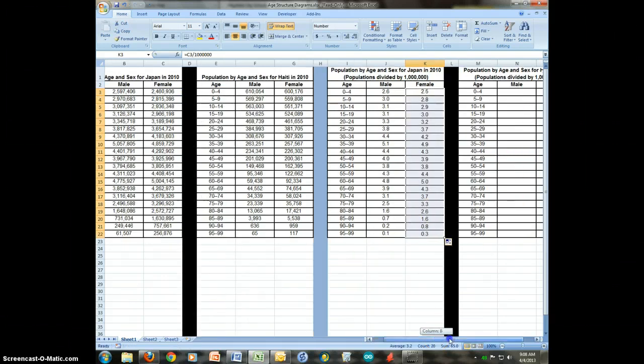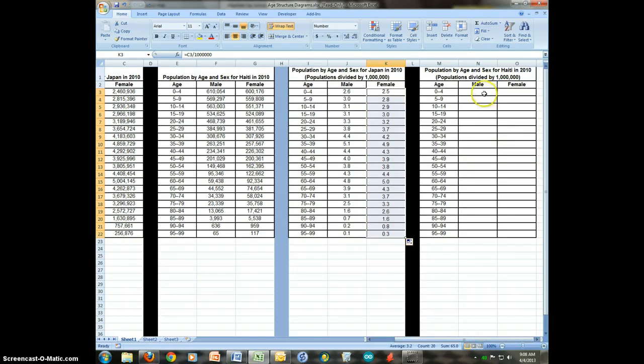So now we've done it for Japan, we can do the same thing for Haiti, equals that, divided by 1, 2, 3, 4, 5, 6 zeros, there we go. We've got a value here, but let's change that so it has a decimal. We're going through the same process again. It's just the same sort of thing, you get all these values, and now we have numbers that correspond to how many millions of people there are in each of these categories.